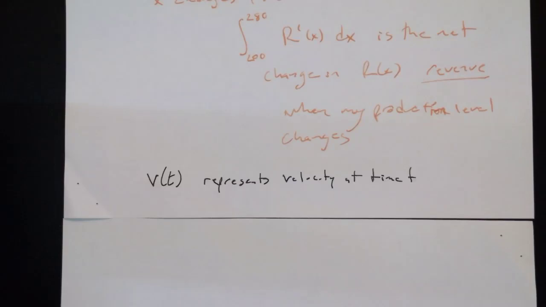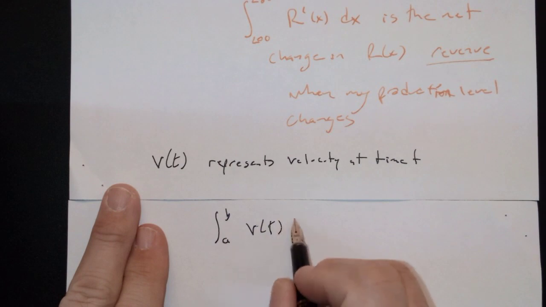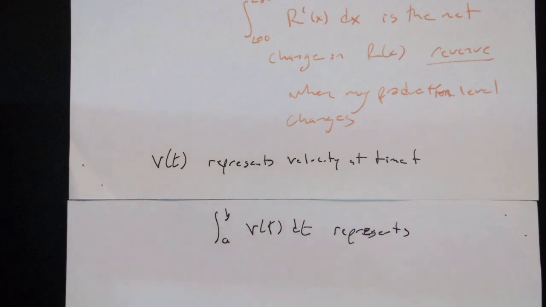Remember our ball being thrown off a cliff? If I have a velocity equation, v of t, a velocity function, and I integrate it, what does that represent? Oh, acceleration is change in velocity. That's derivative. It's position. Aha. Change in position. Net change.